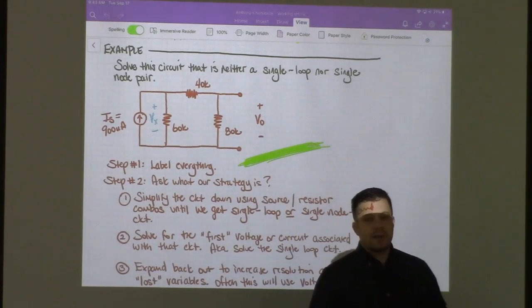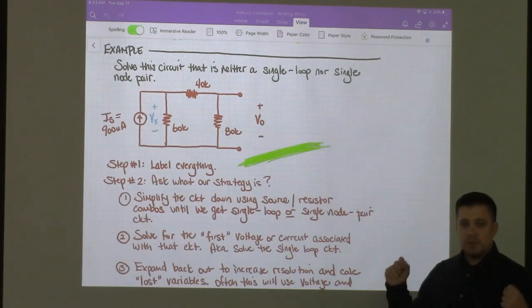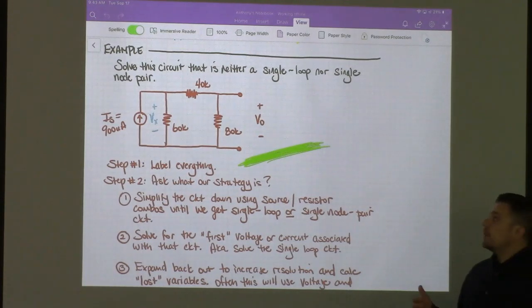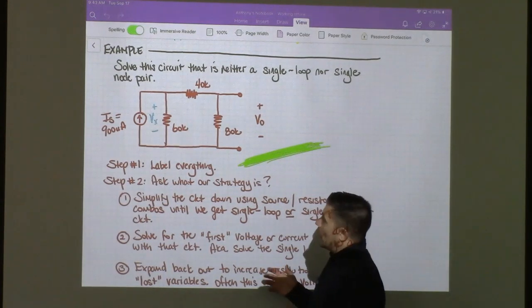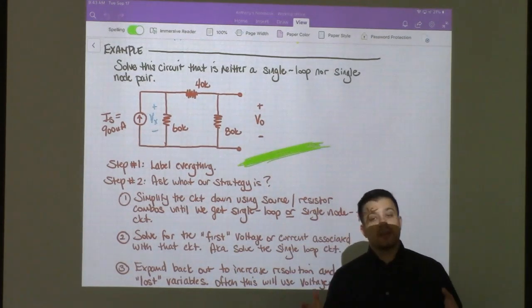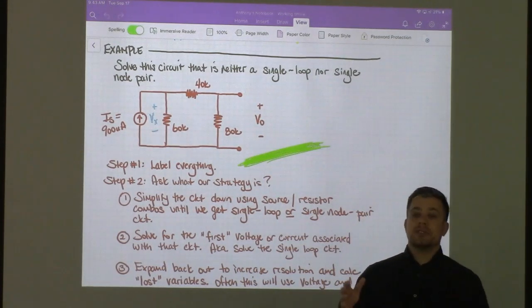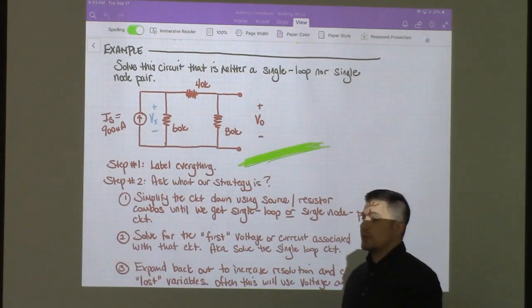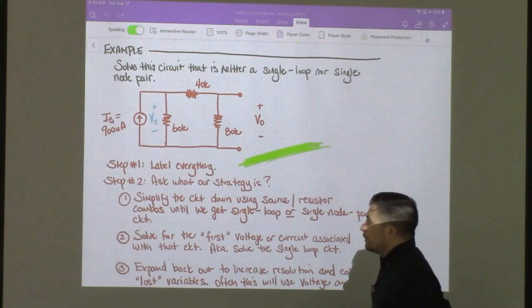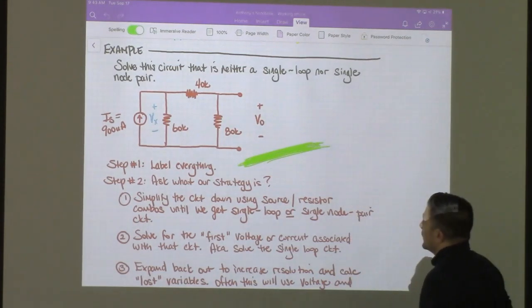Okay, this one is neither. I think what we did was we went through and we really quickly talked about how we would do it, but we didn't do it. The way that we said that we would do it was one strategy that we're going to use in this chapter: try to make all circuits look like either a single loop or a single node pair. Try to collapse it down, and that way we can use the methods that we've talked about.